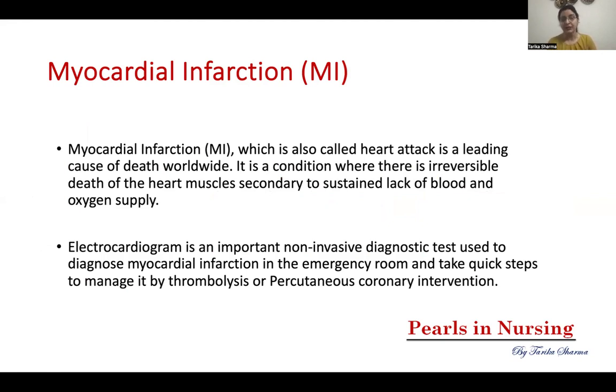What happens in it? There will be irreversible death of the heart muscles secondary to the sustained lack of blood and oxygen supply. Because of atherosclerosis or because of other reasons, there can be a decrease or no supply to a portion of the myocardium, causing the myocardial infarction. And through ECG, you can identify various kinds of myocardial infarction, which will help you in planning the other diagnostic tests and also in planning the management of a patient. So it is very important to know which ECG changes a patient can have with myocardial infarction. So let's learn about that.